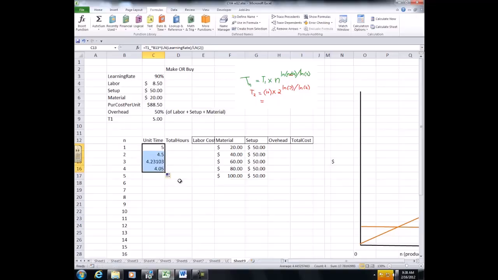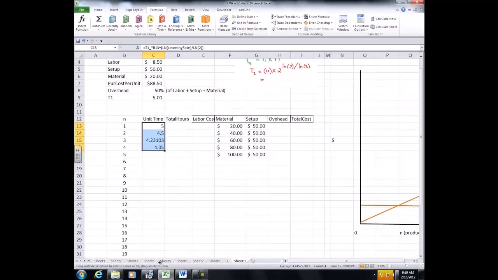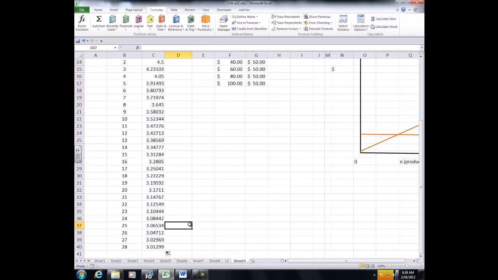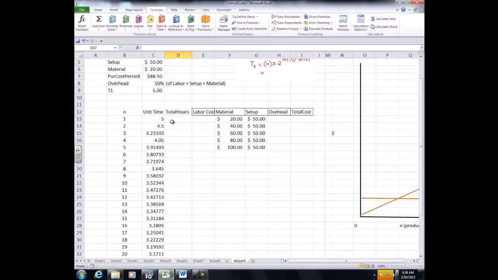4.05. So I know at this point that my formula for computing the unit time is behaving as expected, as properly. You'd have to go down to 8 to obtain 90%. Yeah, 4.05, correct.